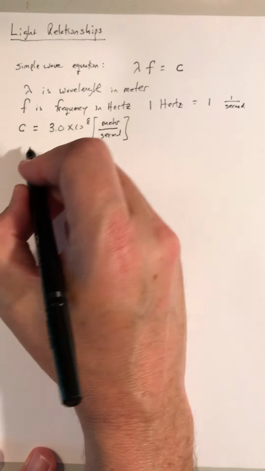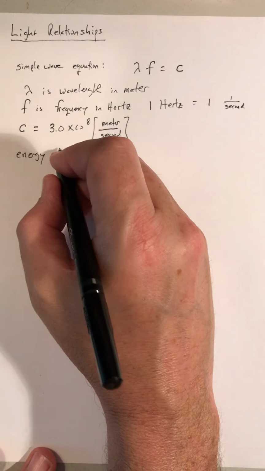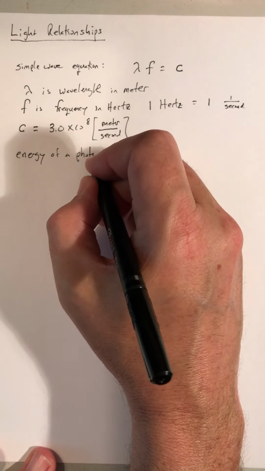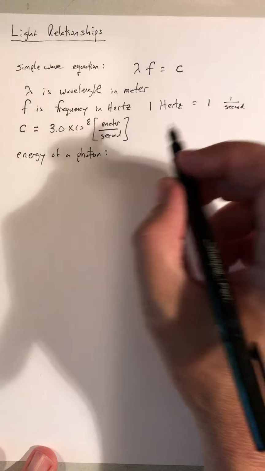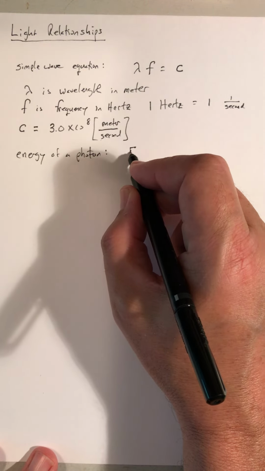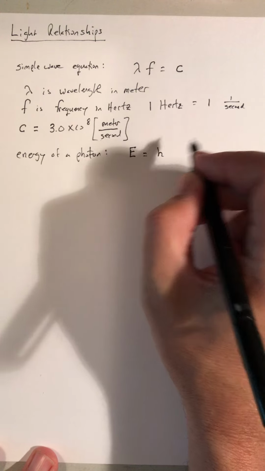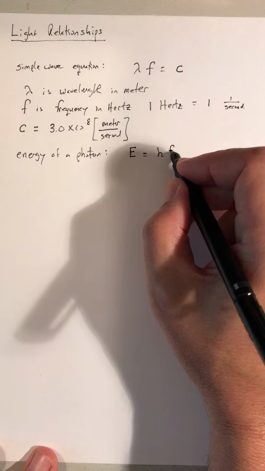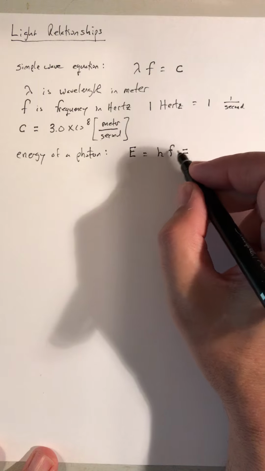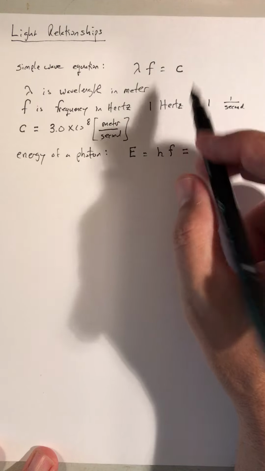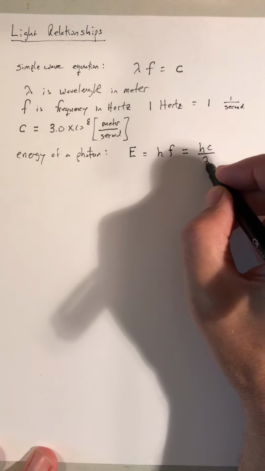The other relationship that we're going to use is how much energy is in a photon. And a photon is a packet of energy carried by light. It's a quantum of light energy. So the energy in a photon is a constant, lowercase h, times the frequency. If instead you're given the wavelength, I can substitute in that the frequency is going to be c over lambda. So I could write this then as hc over lambda if you want.